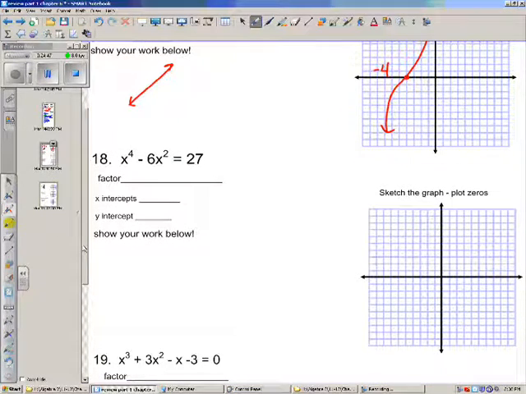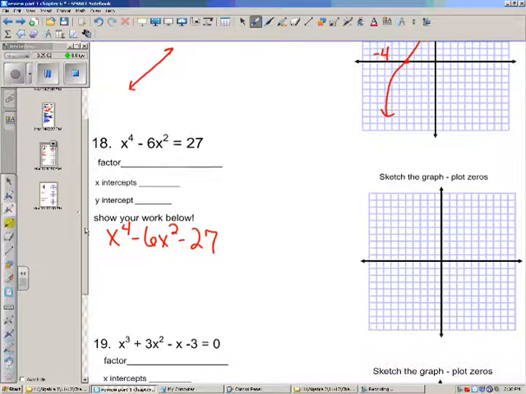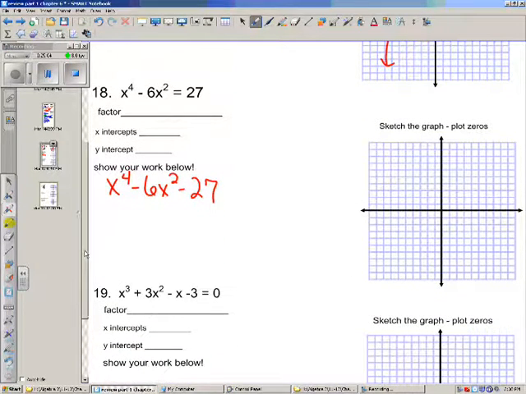Moving on to number 18, it's not quite set up. This 27 is on the wrong side, so I'm just going to move it to the other side. So when I do move it to the other side, I will be working with x to the 4th minus 6x squared minus 27. And when I start to look at my different options of how to solve it, it's not a cube, it's not factored by grouping, it's just the last chapter with higher powers.